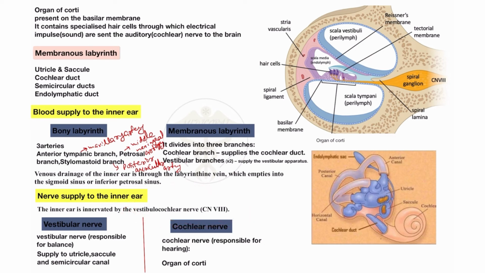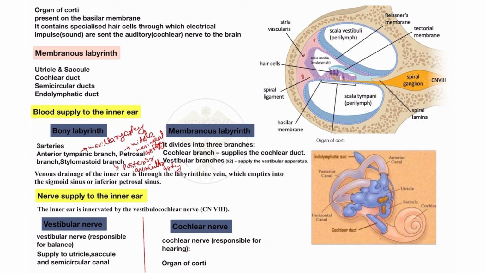It has two branches: the vestibular nerve and the cochlear nerve. The vestibular nerve is responsible for balance; the vestibule is a part of balance. The cochlear nerve relates to the cochlea, which is a part of hearing. So the vestibular nerve helps in balance, and the cochlear nerve helps in hearing.